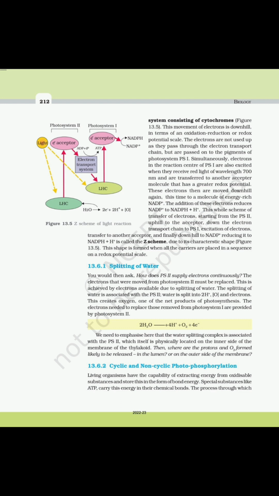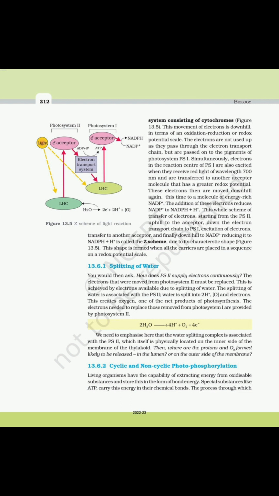We need to emphasize here that the water splitting complex is associated with the PS2, which itself is physically located on the inner side of the membrane of the thylakoid. Then, where are the protons and O2 formed? Likely to be released in the lumen, or on the outer side of the membrane.